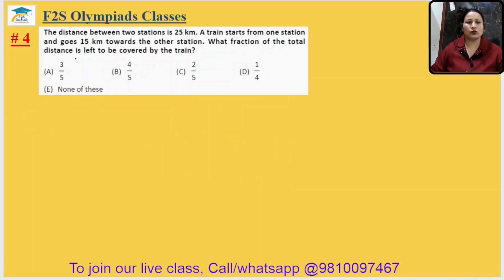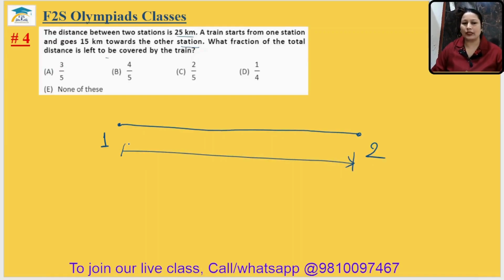Okay. Come to question number 4. The distance between two stations is 25 kilometer. A train starts from one station and goes 15 kilometer towards the other station. What fraction of the total distance is left to covered by the train? So see, there is first station, there is second station. This is station 1, it is station 2. Its total distance is given 25, sorry, 25 kilometer.